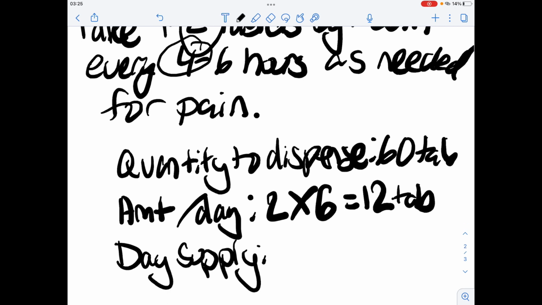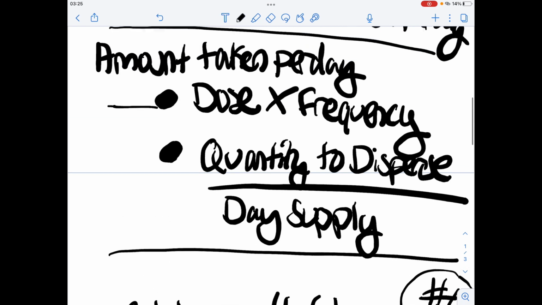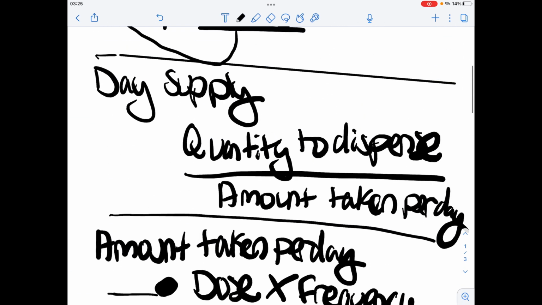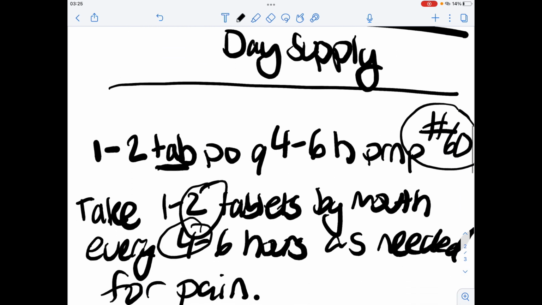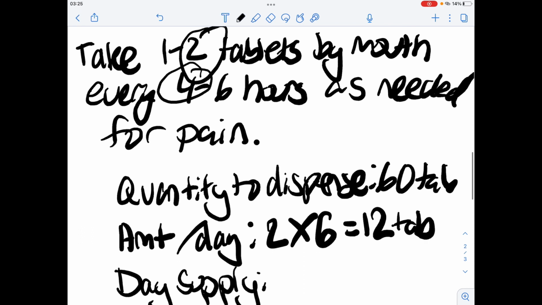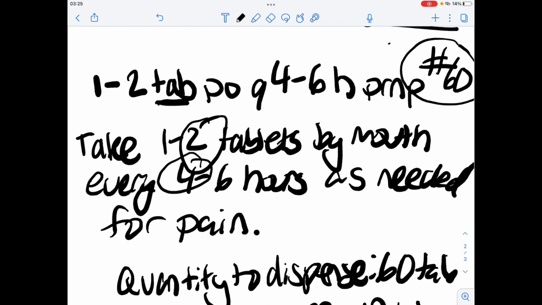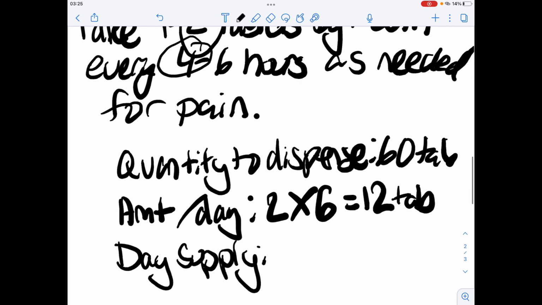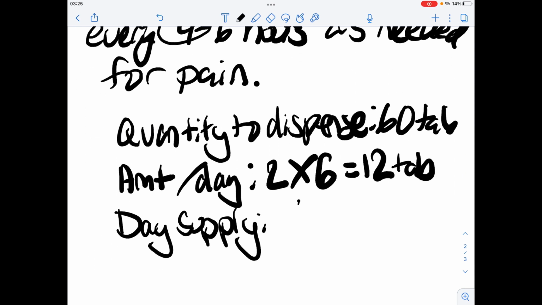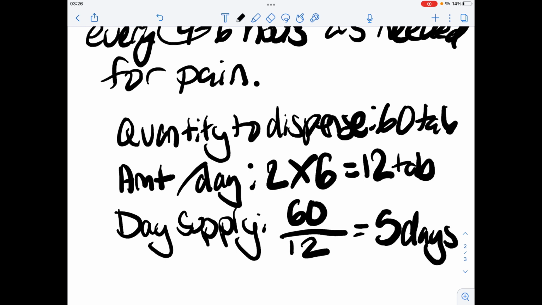And now we need to calculate our day supply. So if we go to our day supply equation, the day supply is the quantity to dispense divided by the amount taken per day. So our quantity to dispense was already given. As you can see, 60. So 60 divided by amount taken per day, 12. 60 divided by 12 is 5. So this would last 5 days.